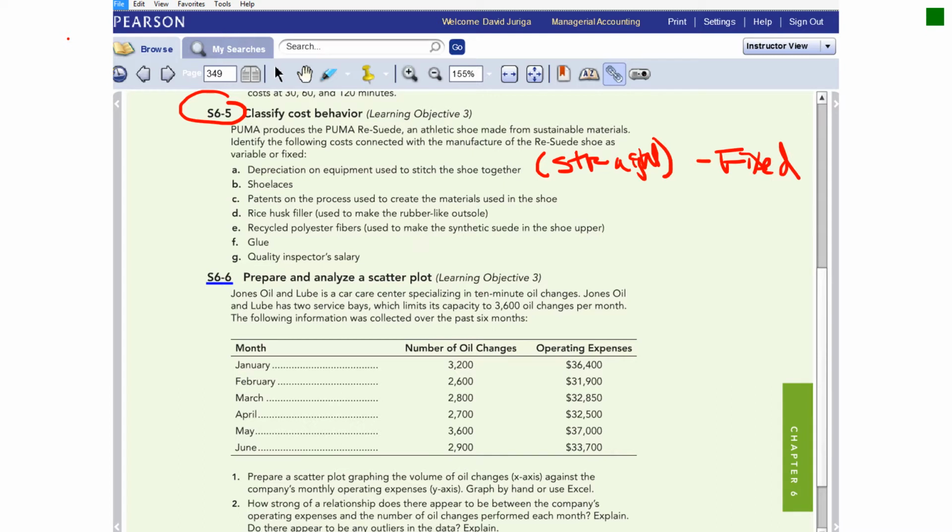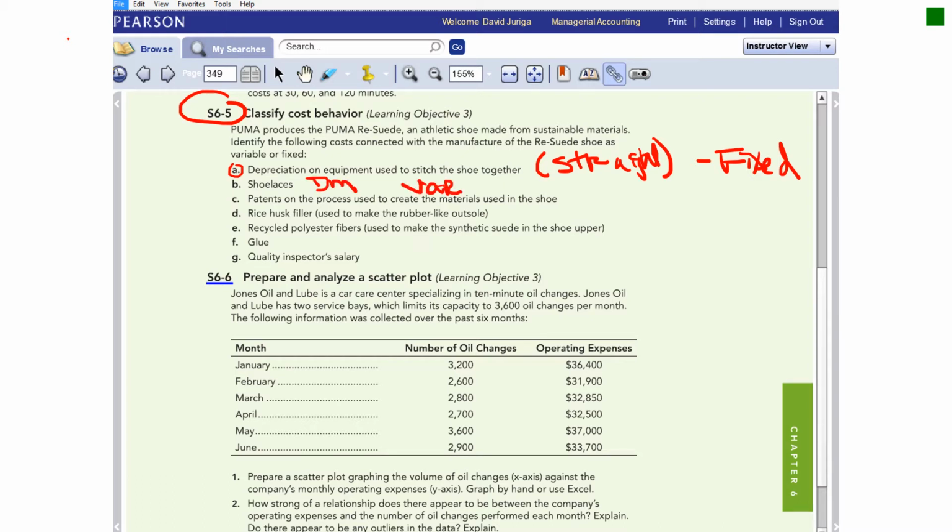Now, we know from financial accounting that you do have different depreciation methods, and not all methods give you the same fixed amount each period, but assume all depreciation is straight line unless stated otherwise, so that's going to be a fixed cost. Shoelaces is a direct material. Direct materials, guys, are always variable.